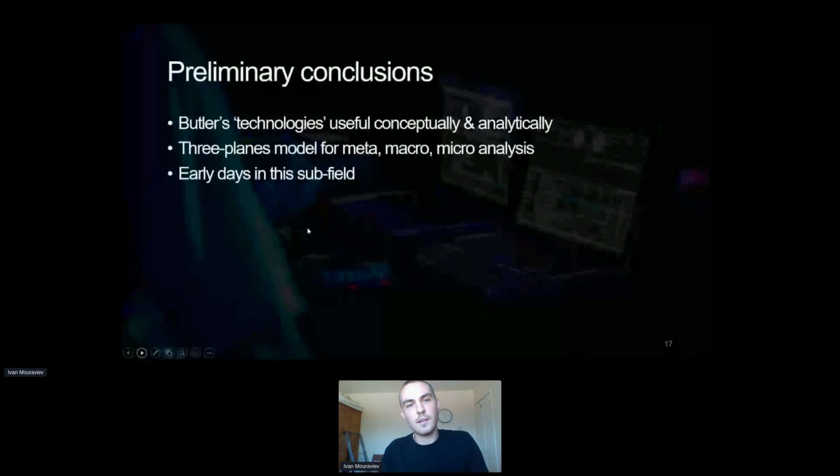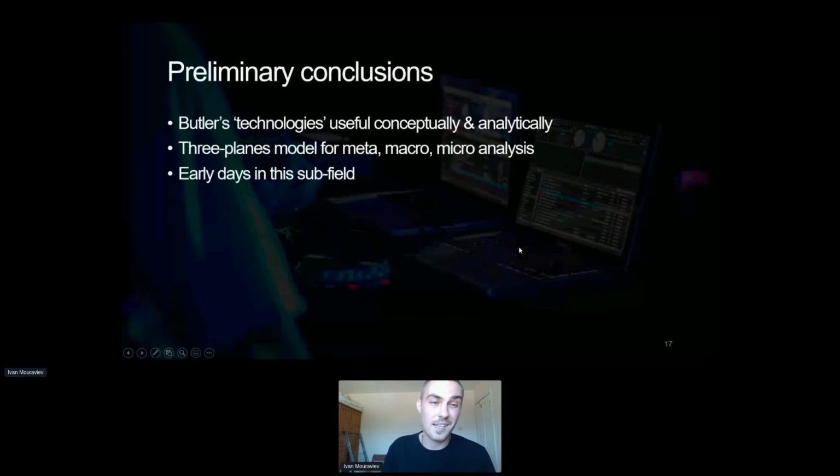So, some basic conclusions. This is all very preliminary analysis, but I think Butler's terminologies like grooving and such are really valuable concepts, and I'm trying to introduce the drop and others as new additions to the vocabulary that he creates. I presented my three planes model with the meta, macro, and micro scales of analysis, and hopefully all of this is useful for an emerging subfield. Thank you.